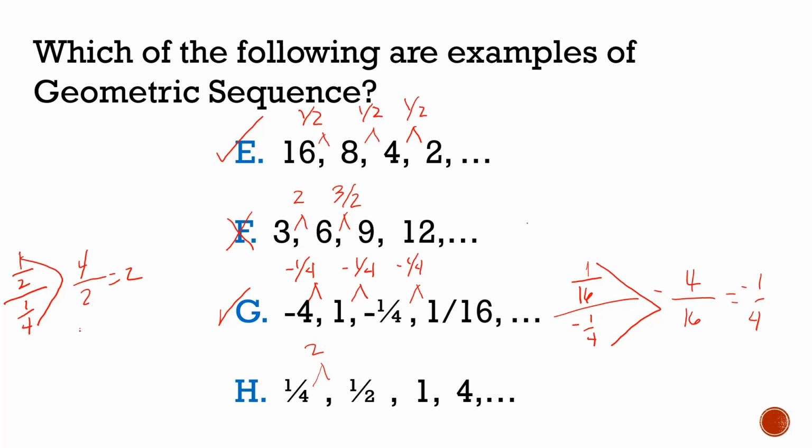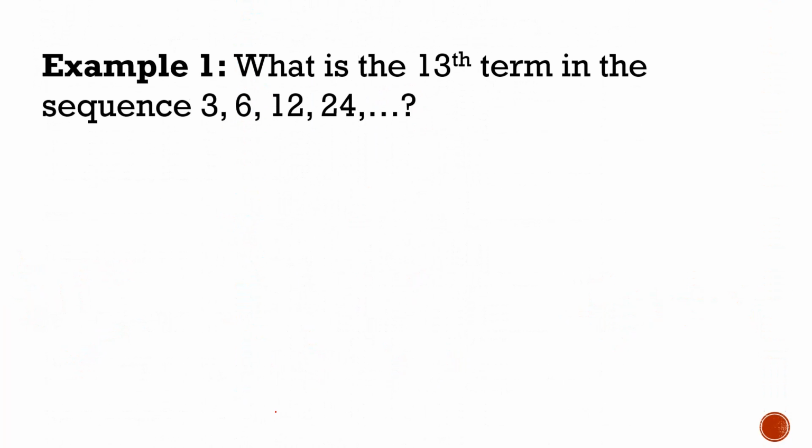1 divided by 1/2, that's 2 over 1, right? It's 2 over 1. How about 4 divided by 1? That's obvious. That's 4. So therefore, letter H is not an example of a geometric sequence. Okay? So let's go to the first example.